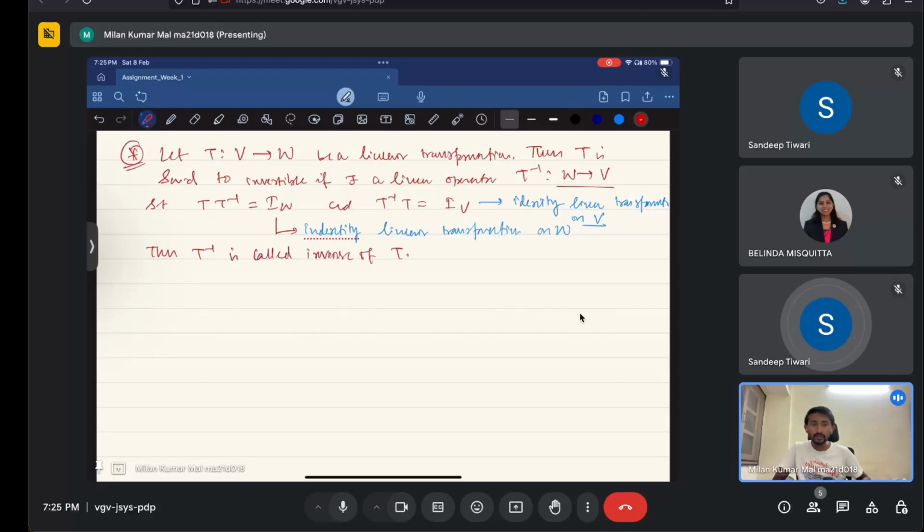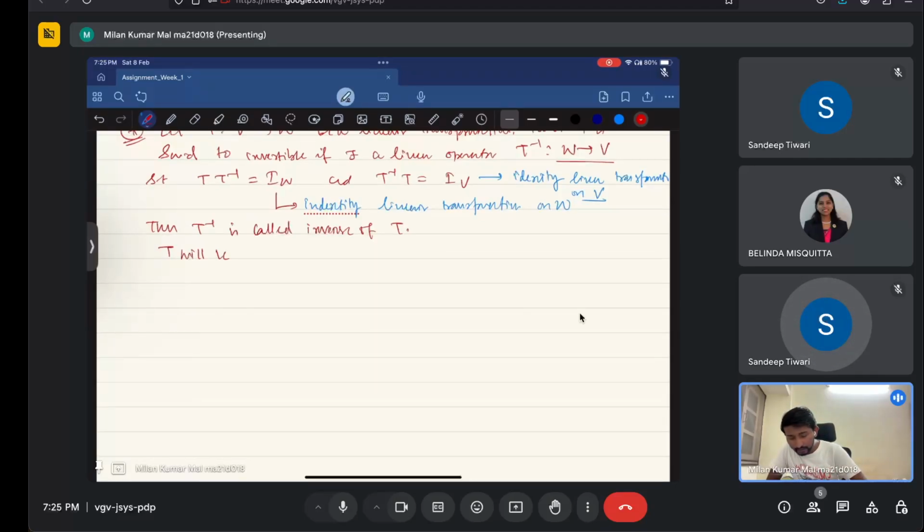T will be invertible if and only if T is injective, sorry, one-one, and onto. Injective and one-one are the same thing, whatever term we are using, we will use. T is one-one and onto.